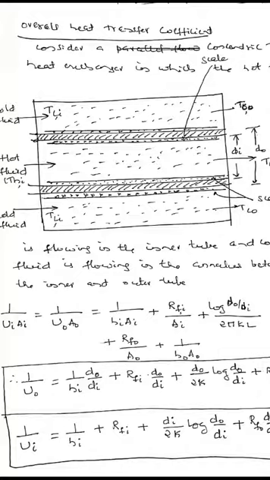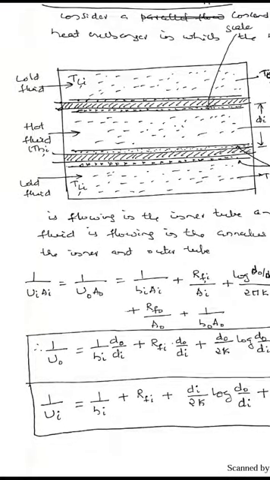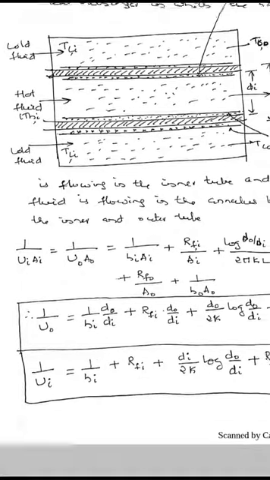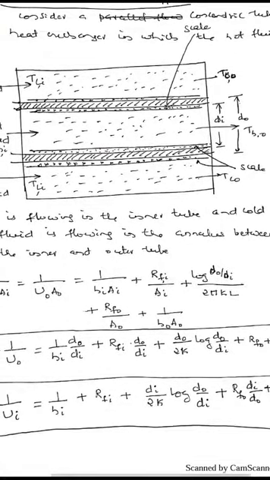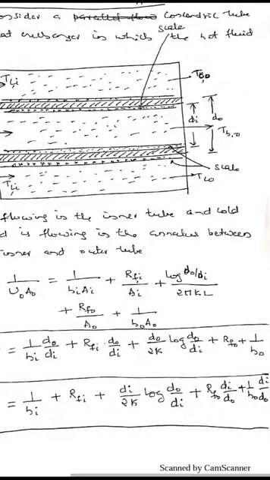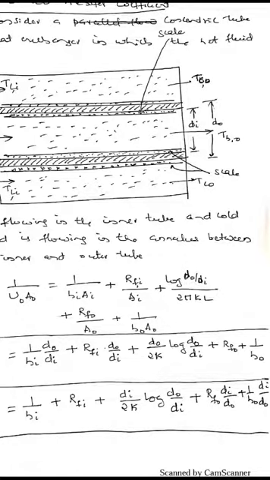Rfi is the fouling factor on the inner surface, Rfo is the fouling factor taken into account for the outer scale resistance. Since the tube has inner and outer areas, we have defined the overall heat transfer coefficient based on inner area, Ui, and the overall heat transfer coefficient based on outer area, Uo. So 1 by Uo is given by 1 by Hi times Do by Di, plus Rfi times Do by Di, plus Do by 2K log Do by Di, plus Rfo, plus 1 by Ho.